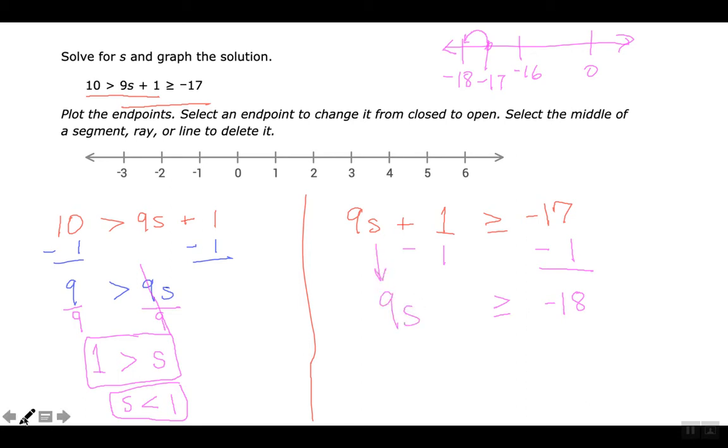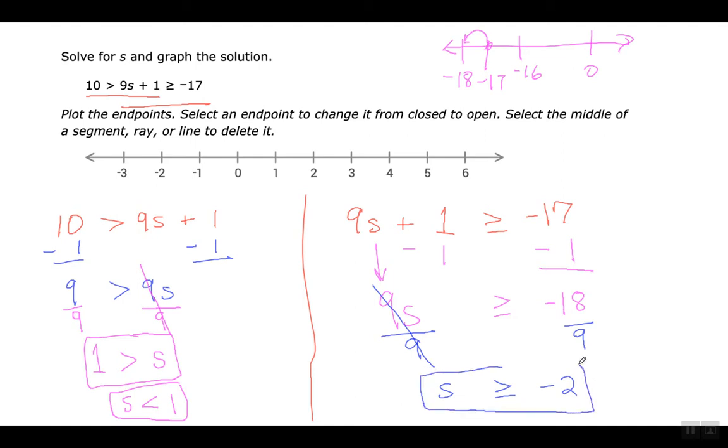Okay, so now to get rid of that 9, I do the opposite of multiplying by 9, which will be dividing both sides by 9, okay? Para quitar el 9, otra vez, hago lo opuesto de multiplicar por 9, que sería dividir los dos lados por 9. The 9's cancel out, so I got s greater than or equal to negative 2, because 18 divided by 9 is 2, and a negative divided by a positive equals a negative. 18 dividido por 9 es 2, y un negativo dividido por un positivo es un negativo. Alright, so this is the answer on this side.